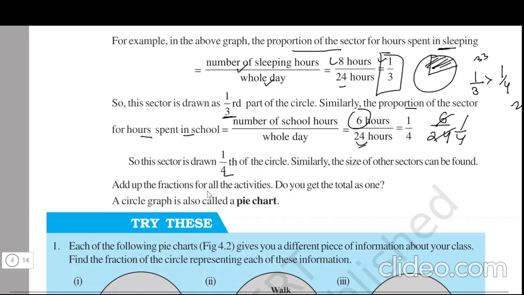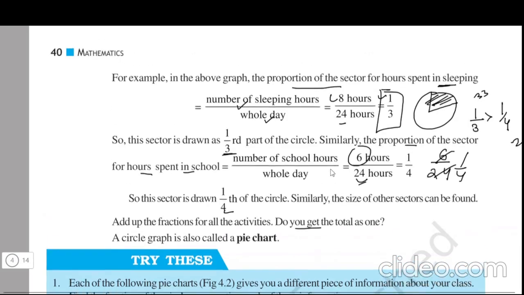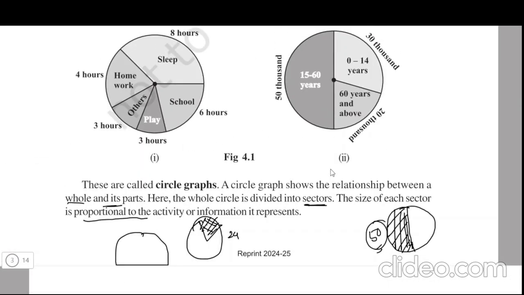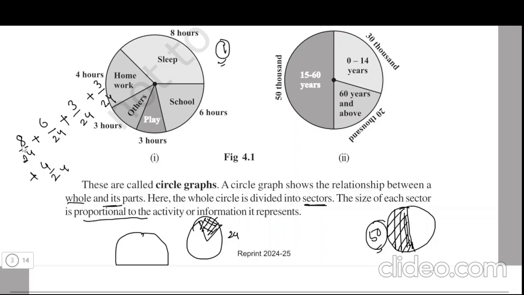Add up the fractions of all activities. Do you get the total one? Yes, you will get the total as 1. How? In this case, for sleep we get 8 by 24. For school we get 6 by 24. For play and others we get 3 by 24 plus 3 by 24. For homework we get plus 4 by 24. So on the numerator side, 8 plus 6 is 14, 14 plus 3 is 17, 17 plus 3 is 20, 20 plus 4 is 24. 24 by 24, that is 1.